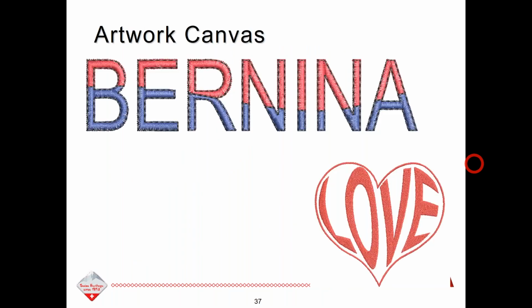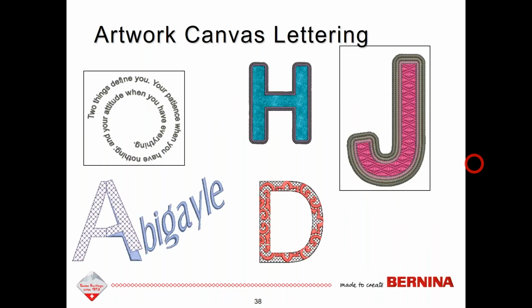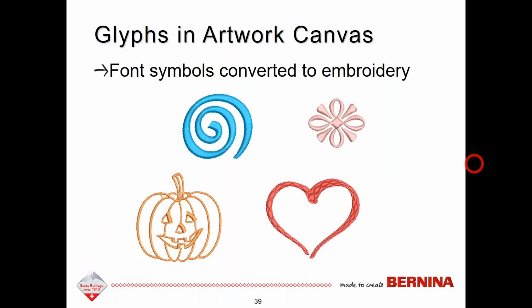And Artwork Canvas provides a lot of opportunity for creativity. So you can do 2-color lettering, and you can place letters within shapes. And here are just some more examples of what you can do with Artwork Canvas lettering. Artwork Canvas also has something called glyphs, which are symbols, and these symbols can be converted to embroidery, and then you can edit those as you wish. These are actually dingbat, wingding fonts that you can download, or some of them are already available on your computer.